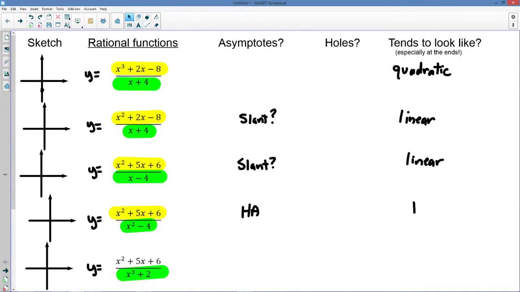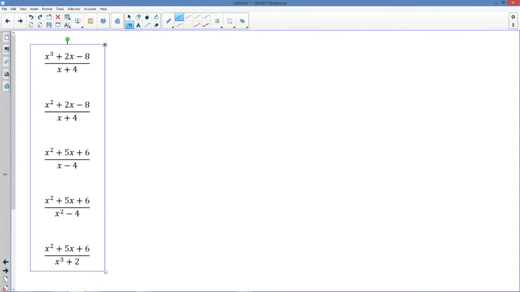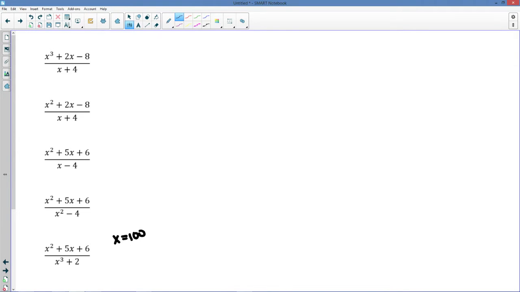Okay, and then the last one is a quadratic divided by a cubic, right? So here's where I'm going to actually start talking about putting in big numbers. So let's go to another slide with the same functions on here, and let's take a look at what would happen if I put a big number in. So let's put in like x equals 100 into this guy, right? So that means I'm going to put 100 in here, I'm going to put 100 in here, and I'm going to put 100 in here, right?